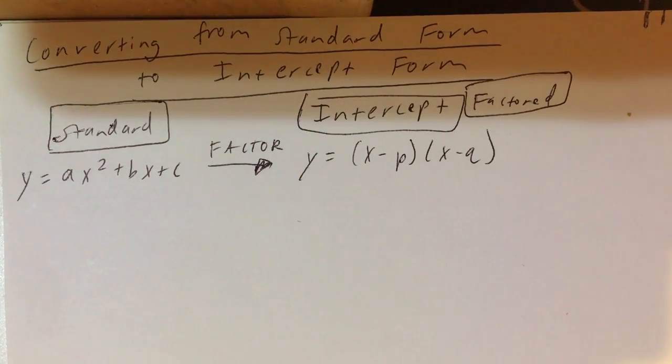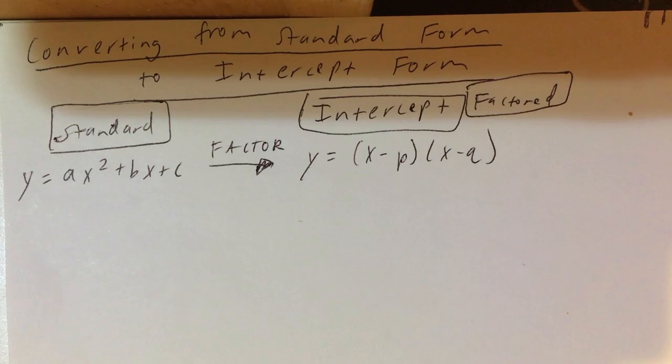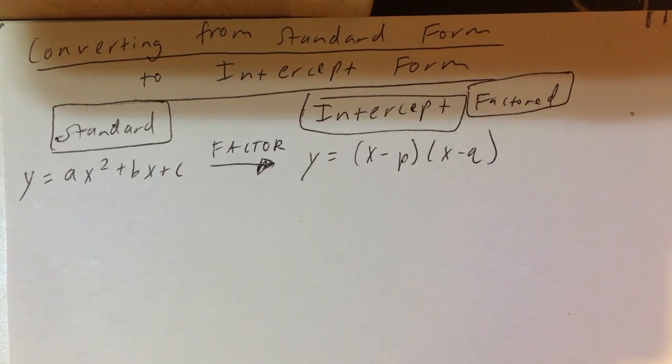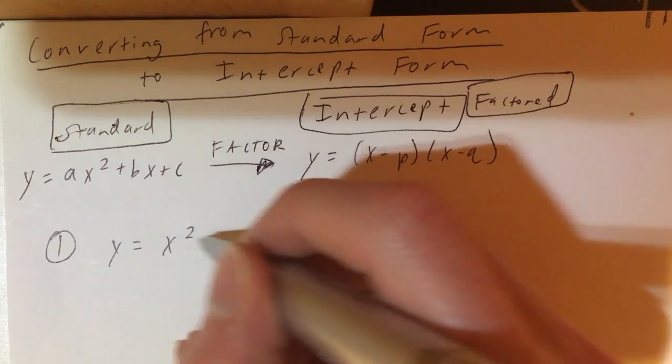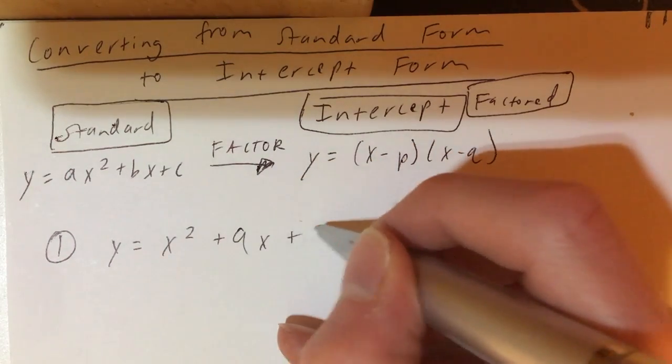Now, most of the ones we'll be dealing with are trinomials. I'll give you one or two binomials where you may have to recall how to do that. We're going to work on just 5 examples, alright? So number 1, let's start off with an easy one. y equals x squared plus 9x plus 8.